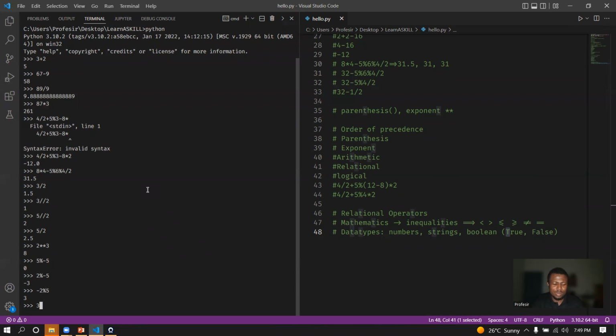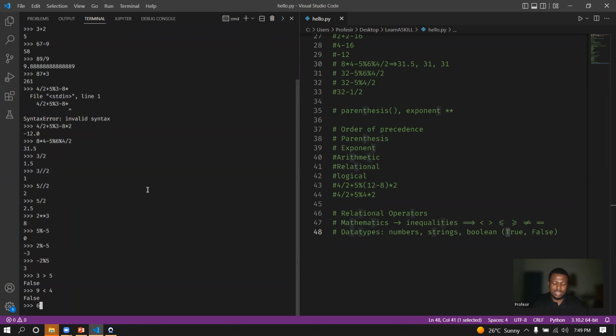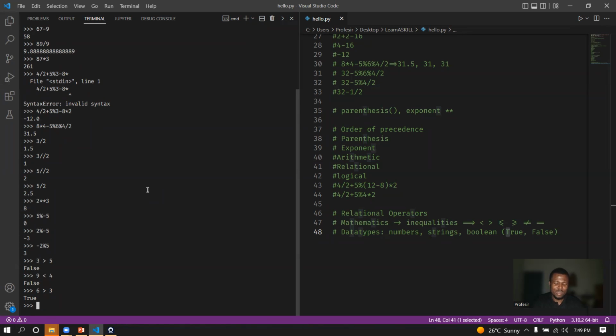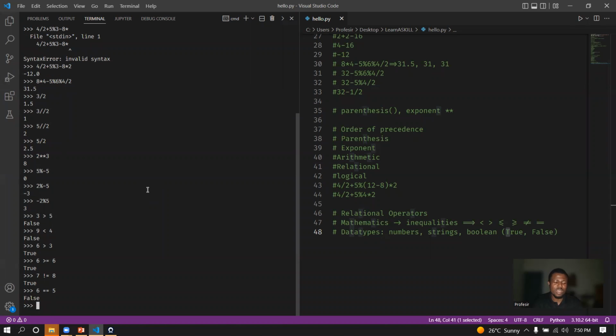So if I say something like 3 is greater than 5, is that true or false? False. So if I hit enter, I get False, right? If I do 9 is less than 4, that's False. If I say 6 is greater than 3, I get True, right? If I say 6 is greater than or equal to 6, I get True. If I say 7 is not equal to 8, I get True. If I say 6 is equal to 5, I get False.